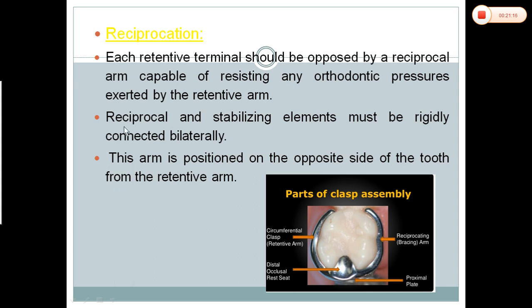Reciprocal and stabilizing elements must be rigidly connected bilaterally. On both sides there should be reciprocation and stabilization to prevent any kind of orthodontic movement. This arm is positioned on the opposite side of the tooth from the retentive arm. As we discussed, the reciprocal arm provides reciprocation against the forces generated by the retentive arm, so it is positioned on the opposite surface of the tooth to that of the retentive arm.